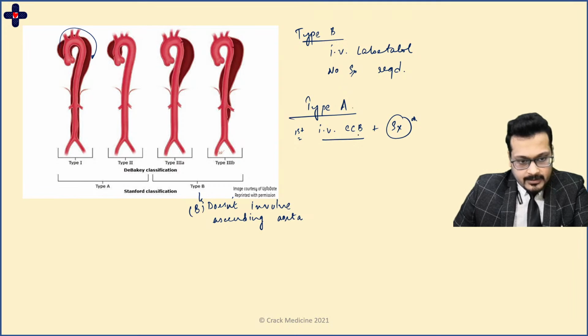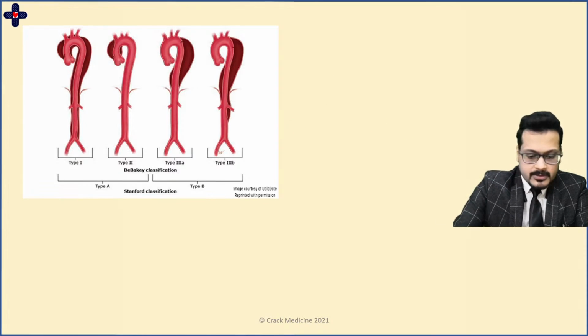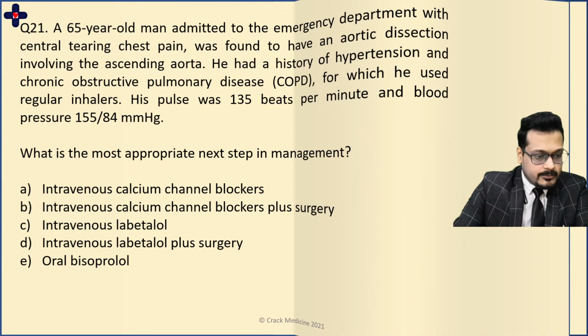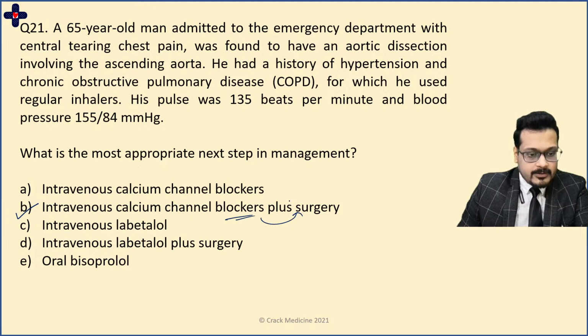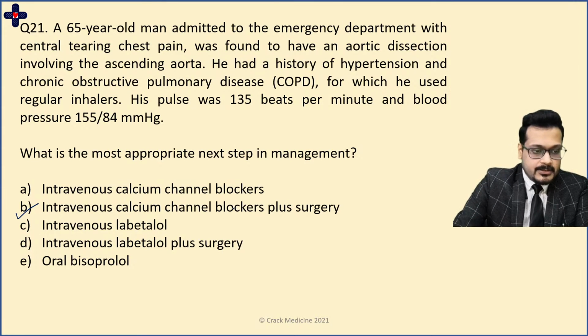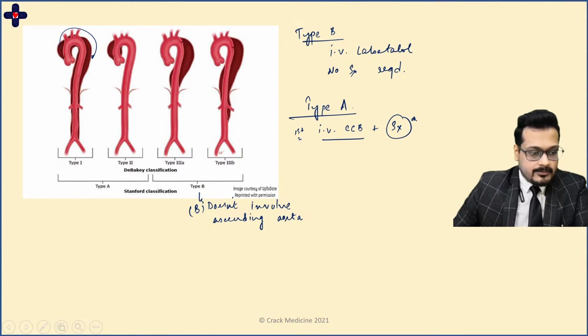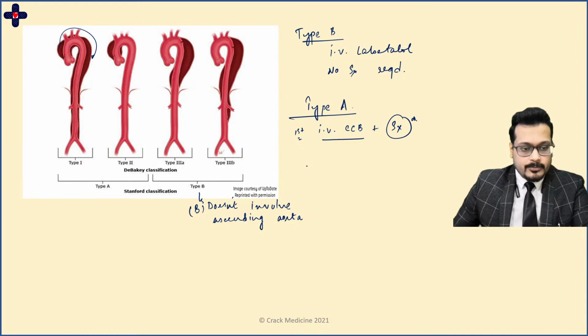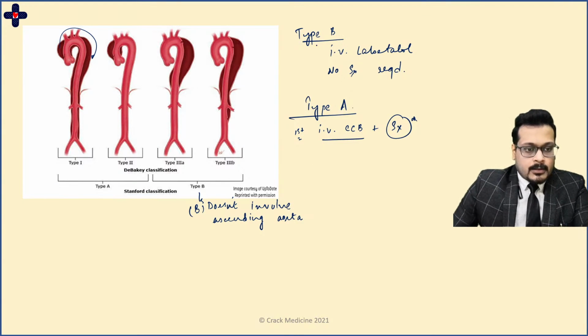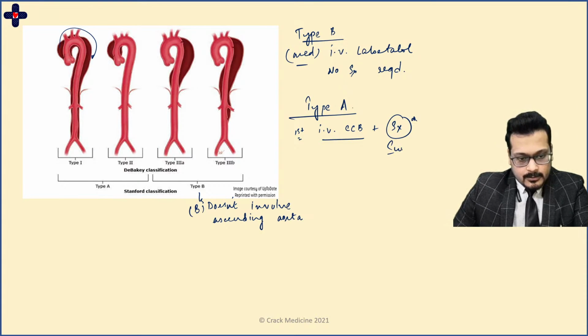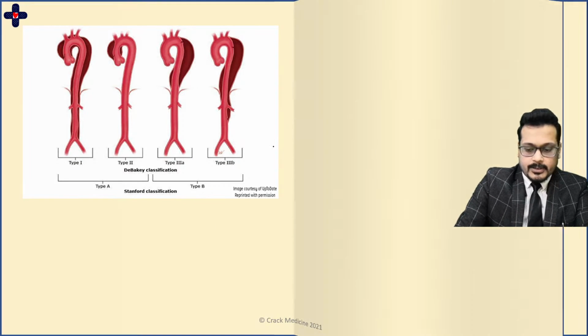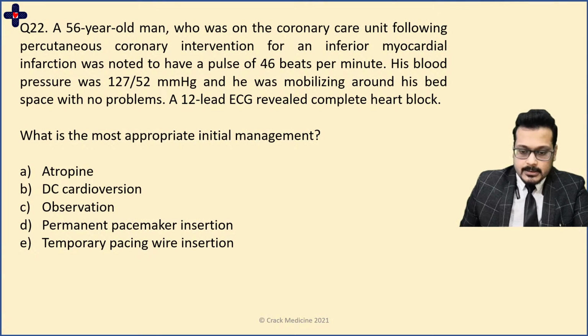So you basically give IV calcium channel blockers to give the patient the time which is required to prepare the patient for surgery. Okay, so while the patient awaits surgery, you have to give the patient IV calcium channel blockers. So I hope that point is very clear. So in type B, there is only medical therapy. In type A, there is surgical plus medical therapy. Okay, and I hope the point is clear. All right.